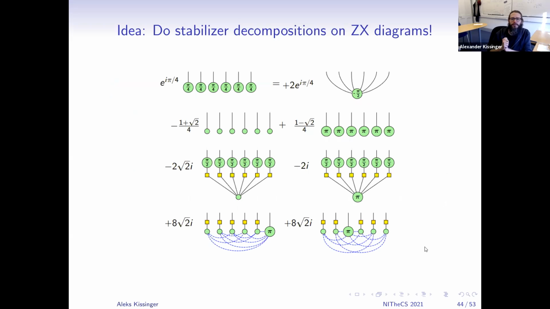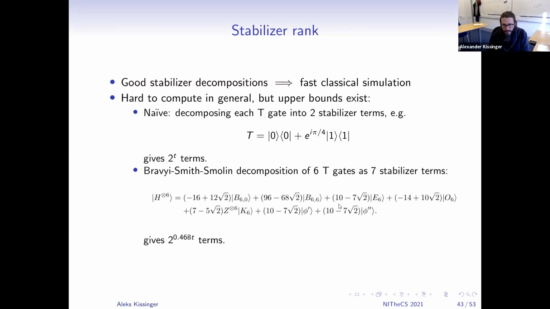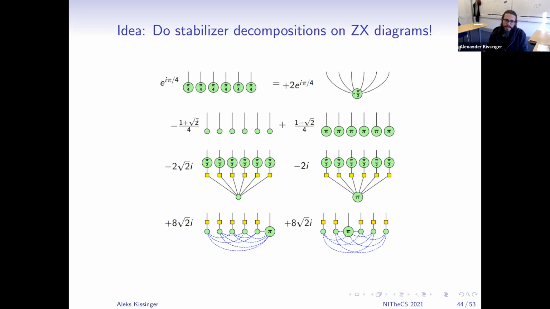Here's a fun idea that we came up with when we were looking at this wild-looking decomposition. We would write it as a decomposition of ZX diagrams. Here's what it looks like if we decompose 6 of these T gates, or T spiders, into 7 terms. So we can do this whole thing in the ZX calculus, but of course the question is, why would we do this? Is it just fun? Is it prettier? Is it somehow more satisfying?